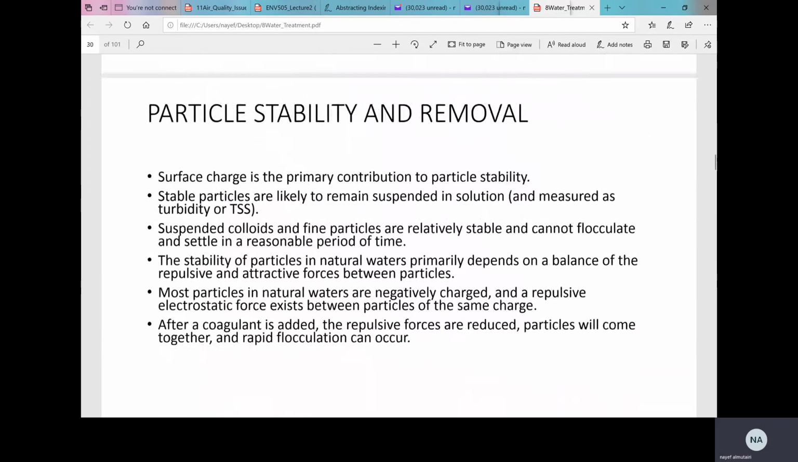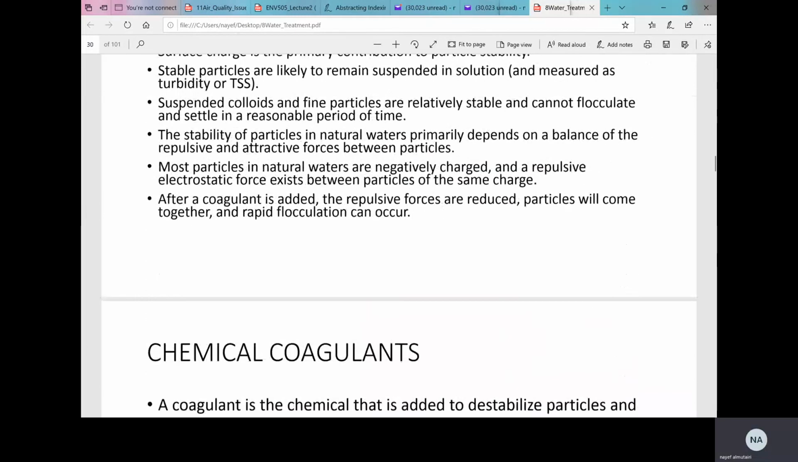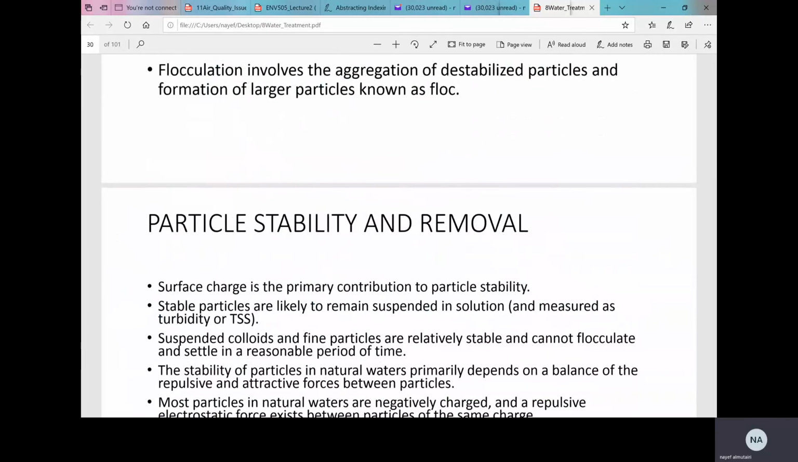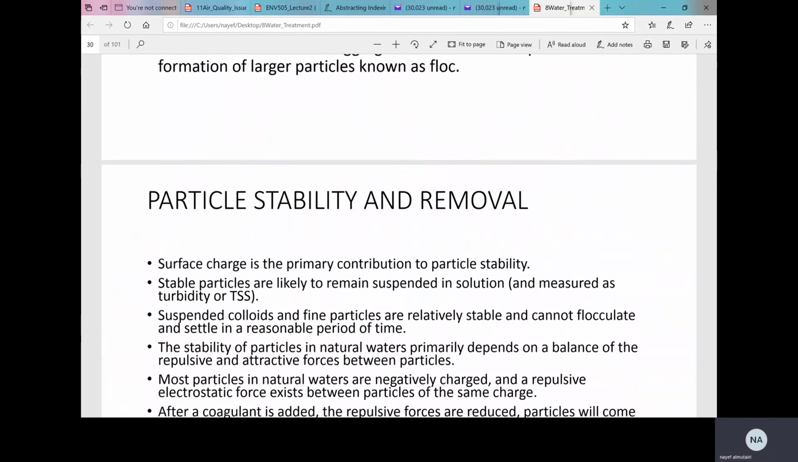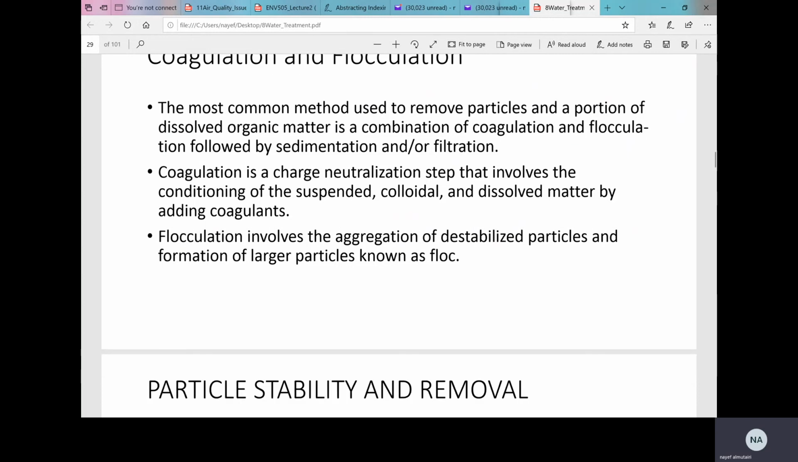This is coagulation, flocculation. Of course, don't worry about it now. What is coagulation? Of course, coagulation and flocculation go together. Coagulation is charge neutralization. Flocculation is what? Aggregation. Once you do charge neutralization, the particles will destabilize, and then they will settle.